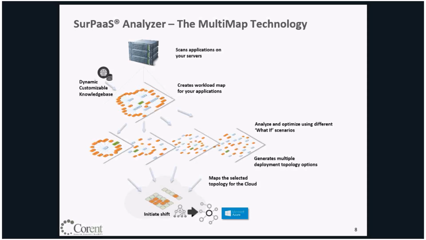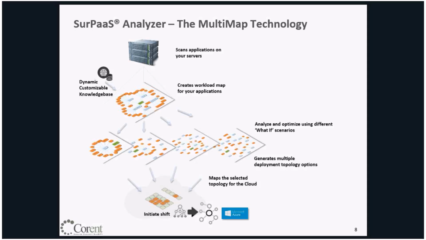So you look at the information that comes from your existing infrastructure, hierarchically, from a workload perspective to an architecture perspective, all the way to how you would deploy them on the cloud. And then finally, with all the knowledge that you gathered, you initiate a shift with one click and move the applications to Azure. That is pretty much the sizing up of the technology that is embedded within the SurPaaS analyzer.